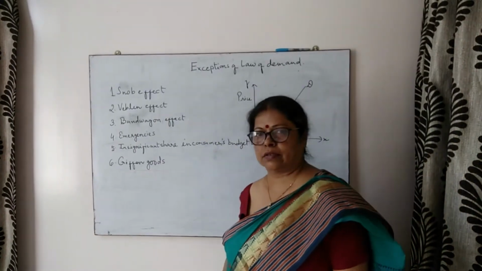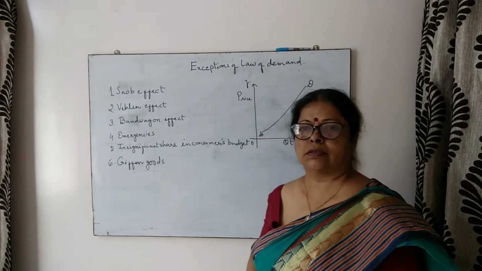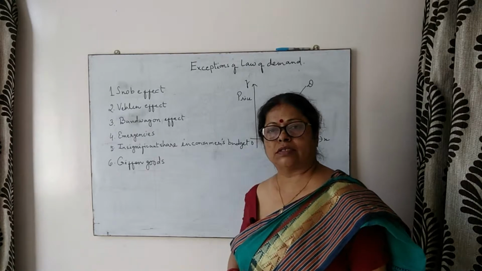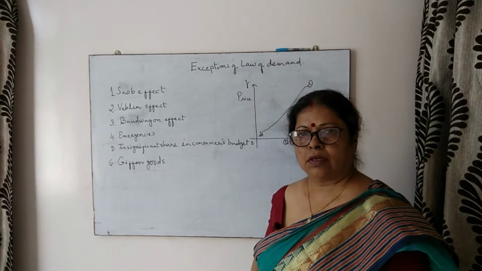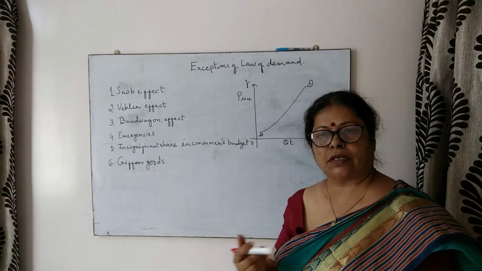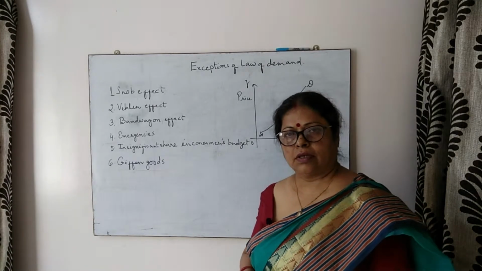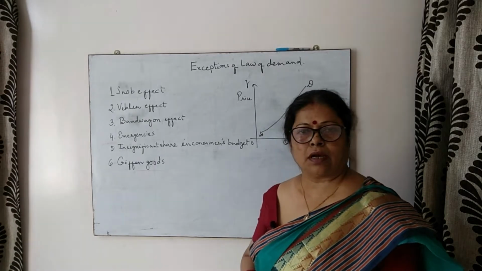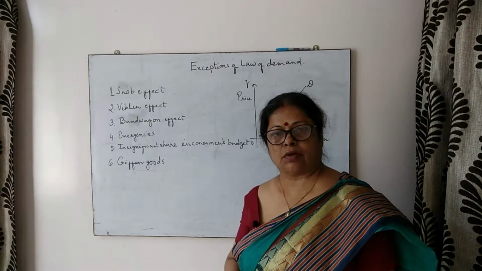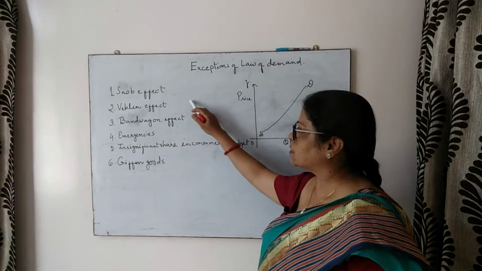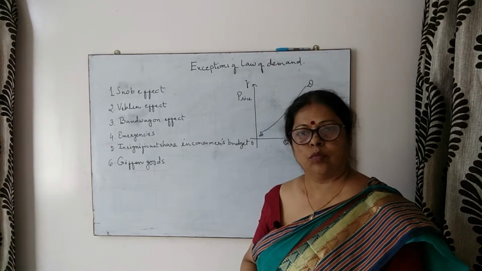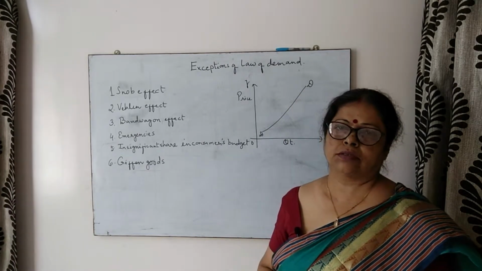First is snob effect. Snob effect means there are many goods which are highly priced and they are known as status symbol goods. We know that these goods are available at high price, but after that also we buy these goods. For example, costly cars, diamond, expensive watches and all. So in this case, even if the price is high, consumer will buy more, so law of demand is not applicable.